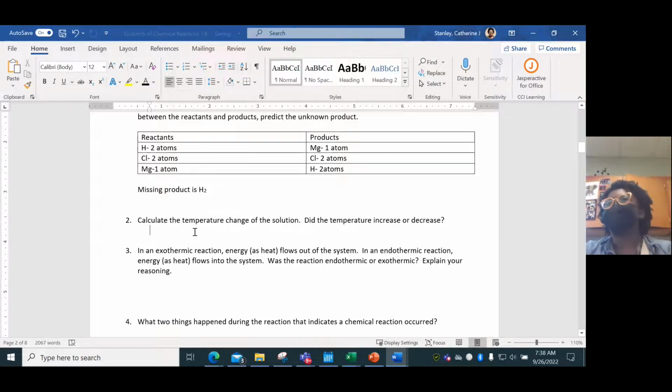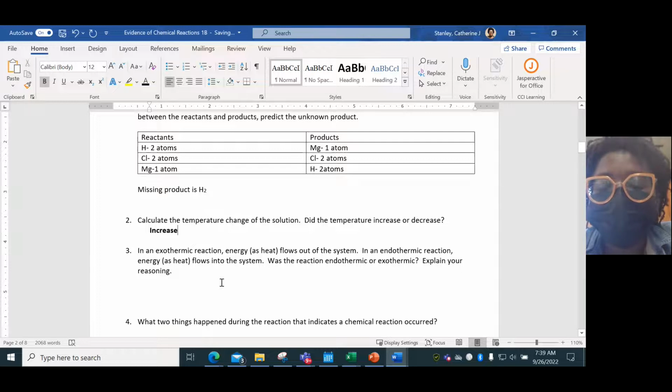All right, now it says to calculate the temperature change. Did the temperature increase or decrease, everybody? Increase. Oh, look at this. Who wants number 3? You can do this. Who wants it? Someone I haven't heard from? All right, take it away. You got it.